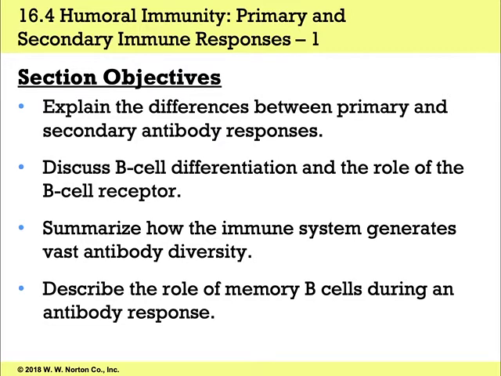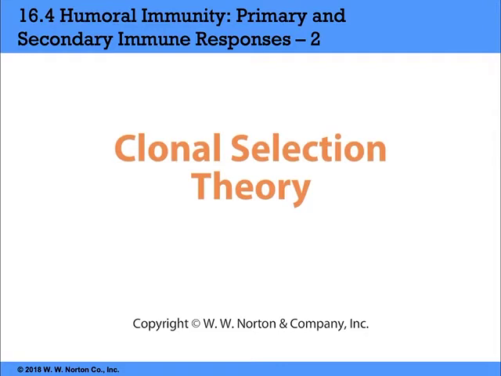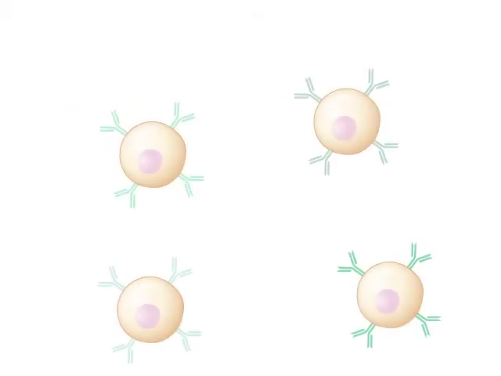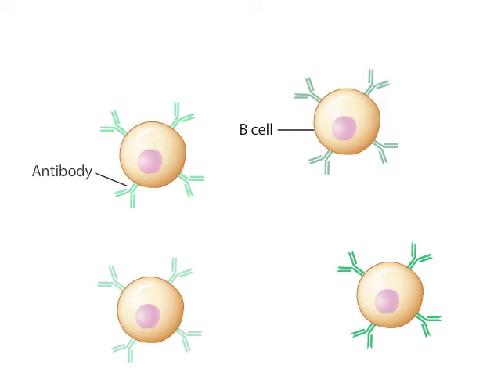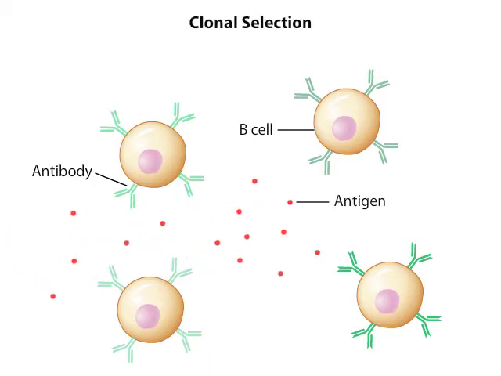We'll talk about the differences between primary and secondary antibody response, and talk about B cell differentiation and B cell receptor, and talk about how the immune system generates antibody diversity, and talk about the role of memory B cells during antibody response. So the first thing we want to address is something called clonal selection. Each B cell circulating throughout the body or harbored in a lymphoid organ is programmed to synthesize antibody that reacts with a single epitope. In a process called clonal selection, the antigen selects which B cell clone proliferates and differentiates into antibody-producing plasma cells or memory B cells.